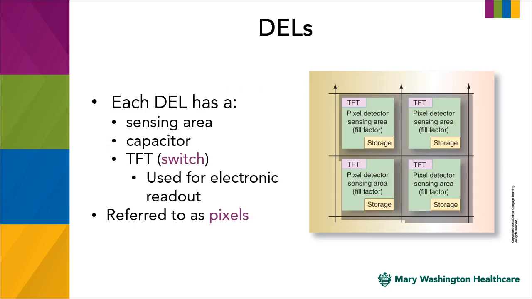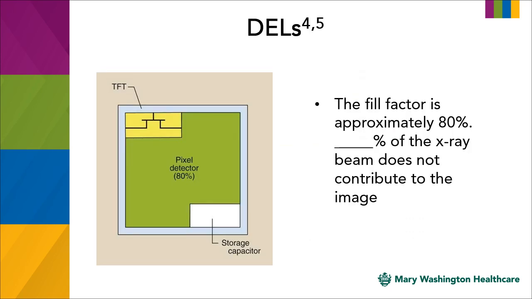So each DEL has a sensing area, which is that green area called a pixel detector, sensing area fill factor. It's going to be the amorphous selenium or amorphous silicon. It has a capacitor, which is used for storage of electrons. And then finally it has a TFT, which is known as the switch. It turns it off and on, used for electronic readout. The DELs are referred to as pixels. The fill factor is approximately 80%, so that means that 20% of your beam does not contribute to your image.